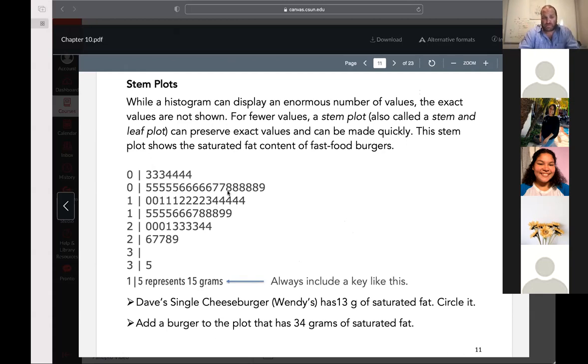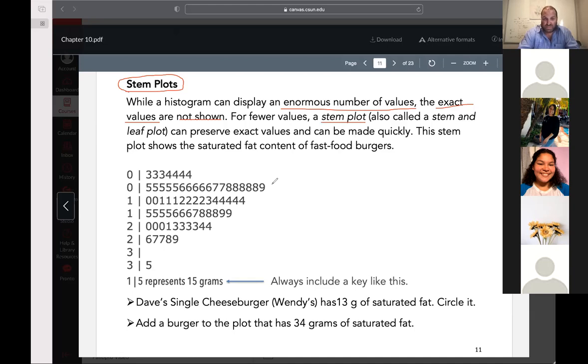Not very exciting either. Stem plots, on the other hand, are a little bit more fun. Why are they more fun? Because they're a little more mathy. I kind of like stem plots. So a histogram can display an enormous number of values. Unfortunately, the exact values are not shown. We don't have that information. We lose it.